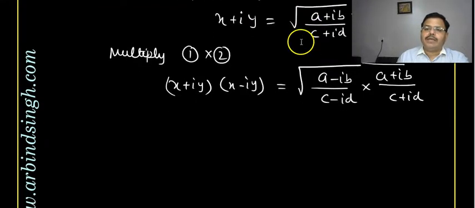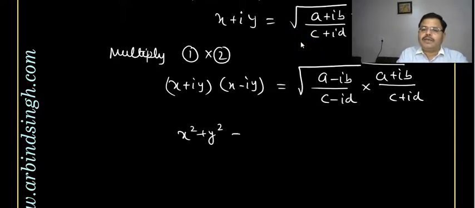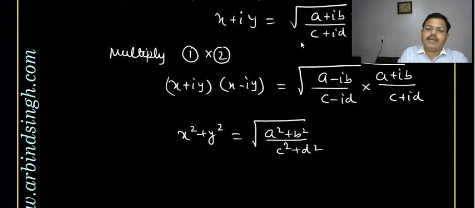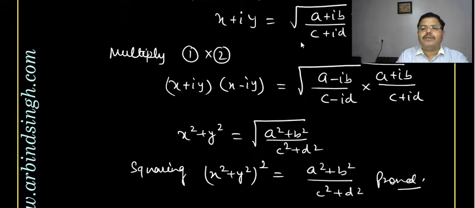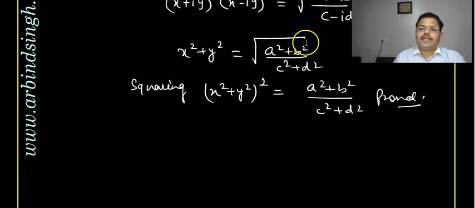Now that will be x squared plus y squared, using the fact, and that will also be a squared plus b squared upon c squared plus d squared. Now squaring both the sides, on squaring you will have (x squared plus y squared) whole squared, and on this side the root will be removed: a squared plus b squared upon c squared plus d squared. That is proved, right? So you can do like this. There is no problem at all, and hopefully you will do this.